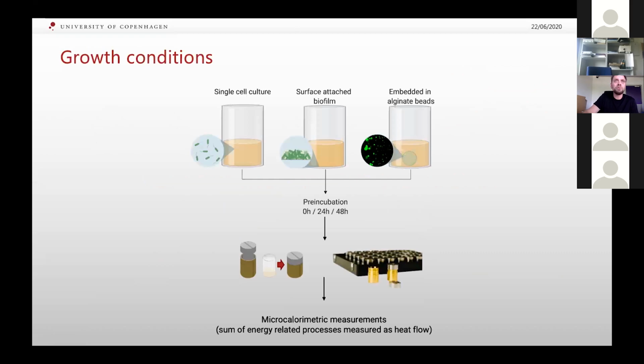And we approached this by growing Pseudomonas aeruginosa, either as a single cell culture, as a surface grown biofilm, or embedded in an alginate matrix. And we pre-incubated these models for either 0, 24, and 48 hours and made these microcalorimetric measurements, which measure the sum of energy related processes as heat flow.